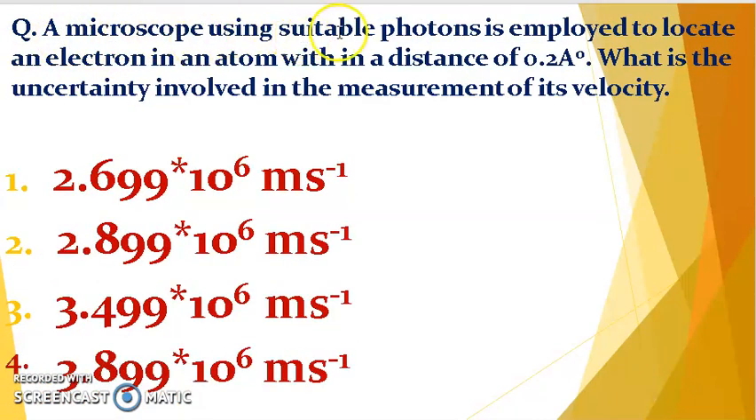A microscope using suitable photons is employed to locate an electron in an atom within a distance of 0.2 Armstrong. What is the uncertainty involved in the measurement of its velocity? The uncertainty means, you know what that is, we have studied in 11th, the Heisenberg uncertainty principle, no? Using the mathematical expression you can write the equation. Before that, what is that uncertainty principle?